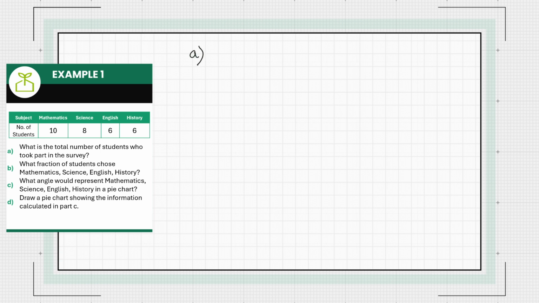So for our first one, we have 10 students who like mathematics, plus 8 students who liked science, plus 6 students who liked English, and plus 6 students who liked history. And that just equals 30 students. 6 plus 6 is 12. 12 plus 8 is 20, and 20 plus 10 is 30. So 30 students took part in the survey.